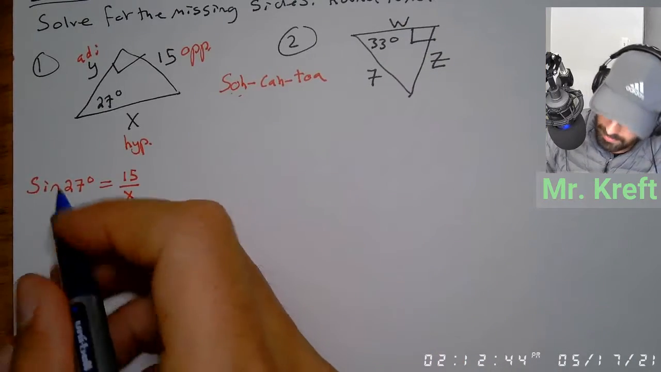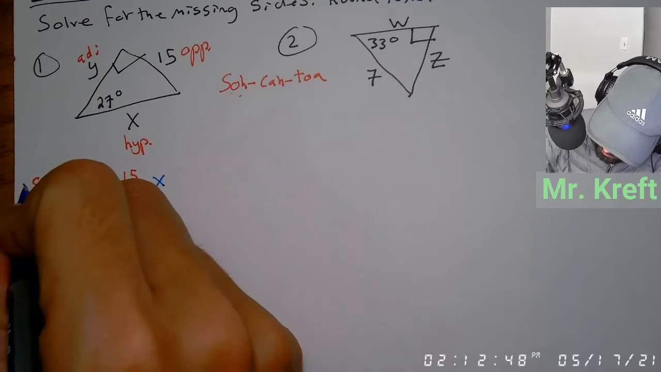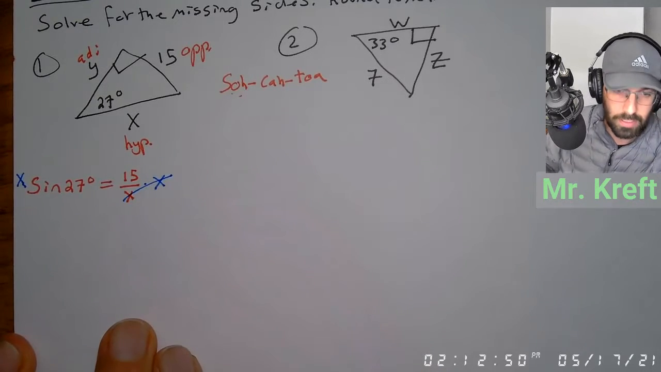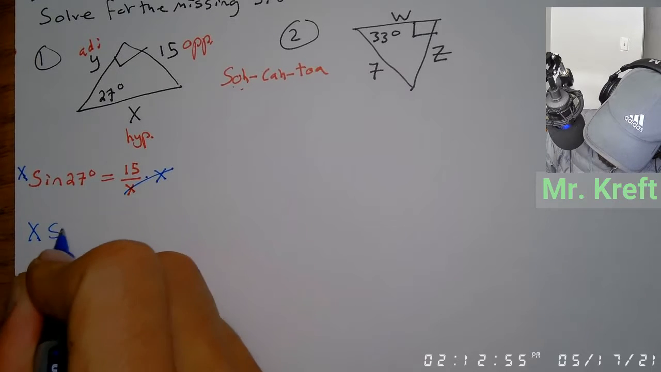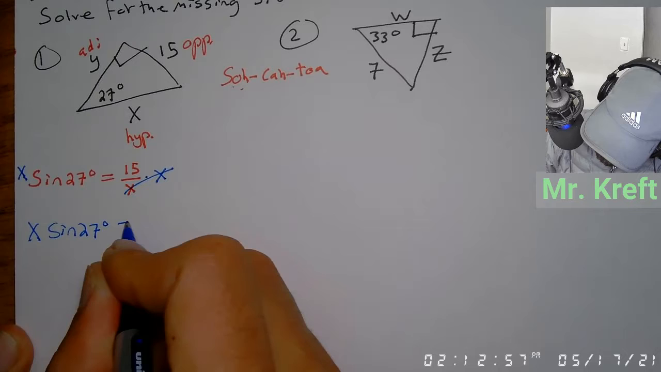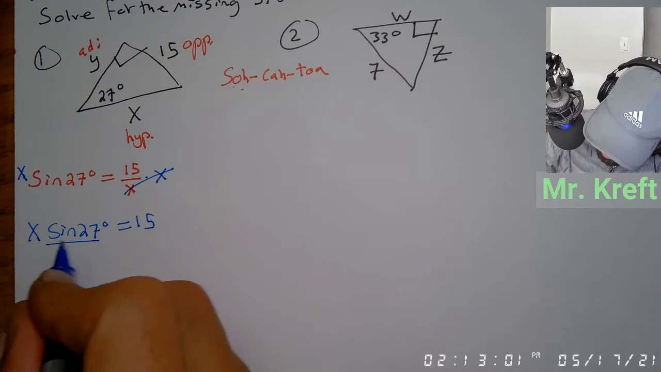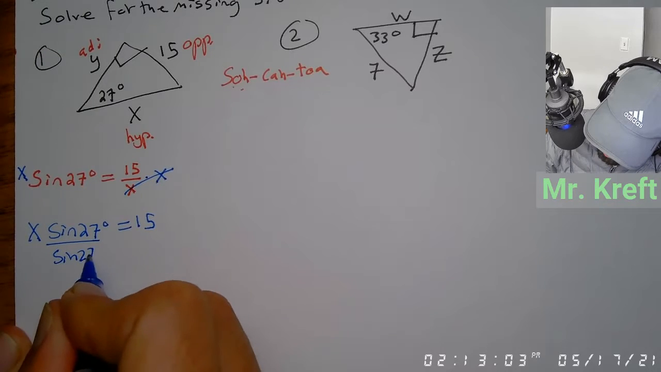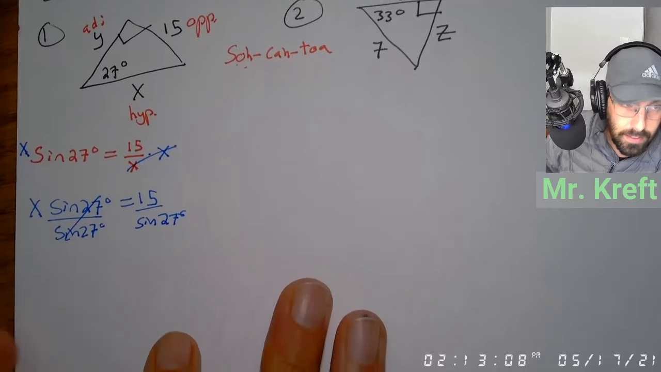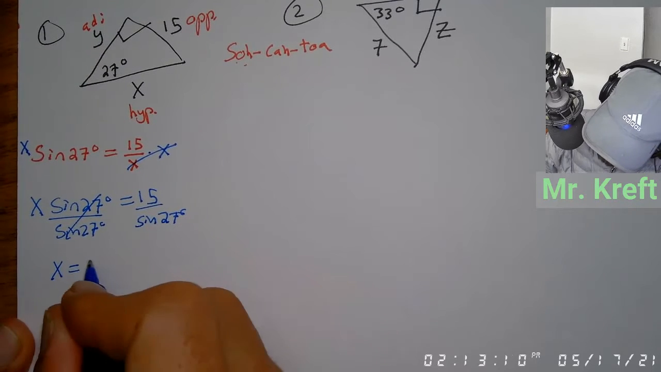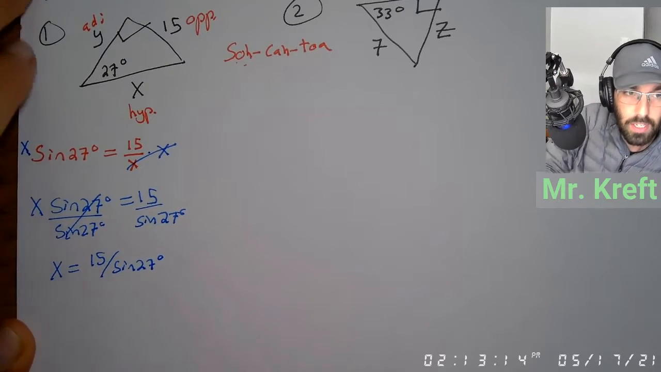So once I get my trig function set up, I'm going to go ahead and solve for x. I don't want x on the bottom, so I'm going to get that away. I have x sine of 27 degrees equals 15. I don't want the sine of 27 over here, so I'm going to divide both sides by sine of 27 degrees like this. So I get x equals 15 divided by sine of 27 degrees.